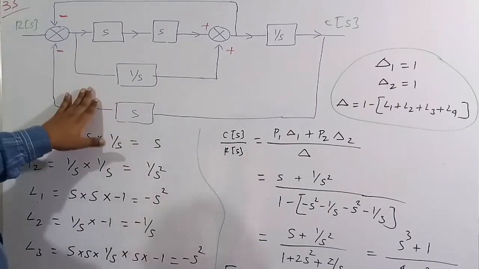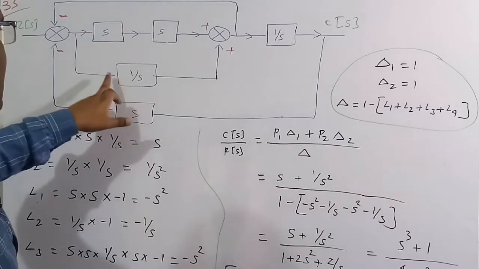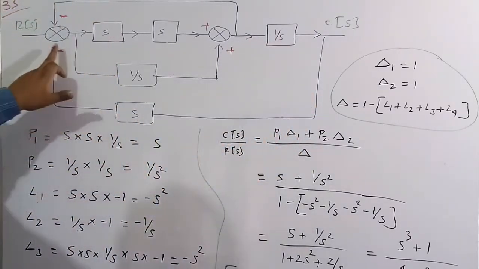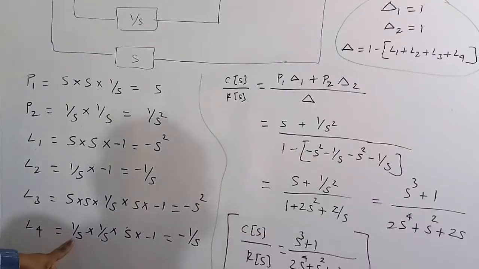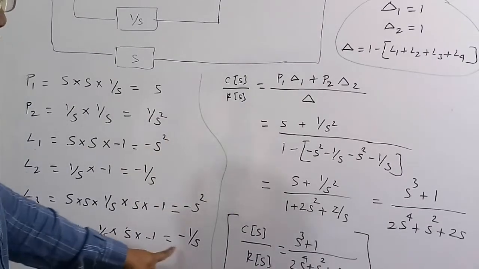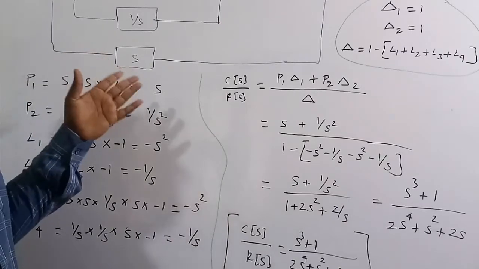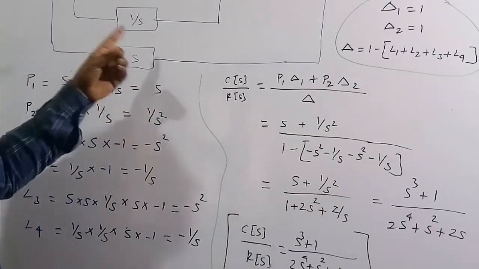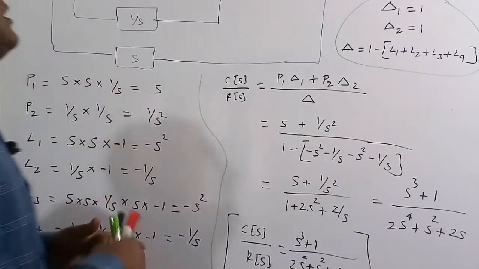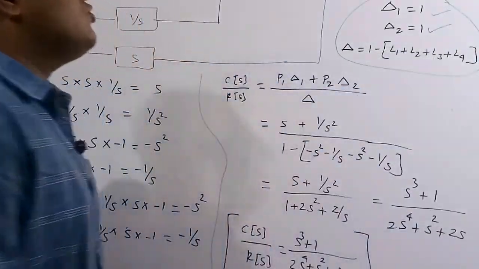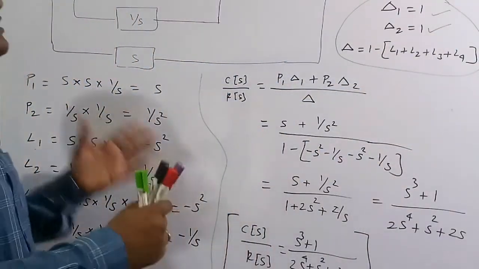I want to know the loop gain of this fourth loop, which is 1 by S, 1 by S, and S, and also there is minus 1. So 1 by S into 1 by S into S into minus 1, I am going to get minus 1 by S. All these 4 loops touch each and every forward path. Therefore delta 1 is equal to 1 and delta 2 is equal to 1, and there are no non-touching loops, all are touching each other.